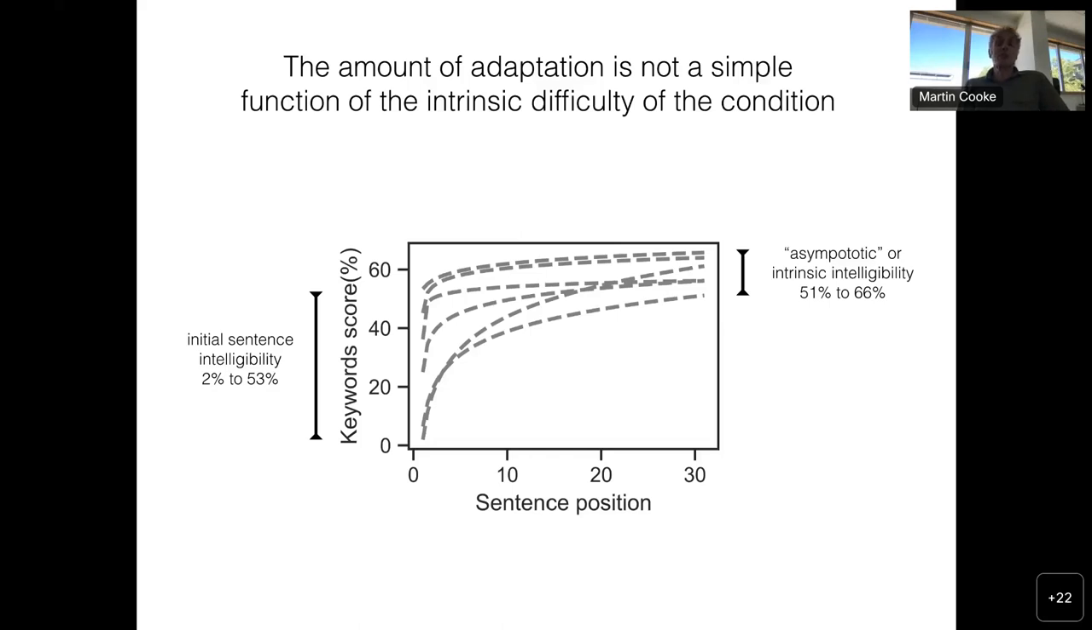We can more or less see what's happening by looking at the end of the block. Some of these were still going up, so this would be tone vocoded and sine wave speech. But you can see it's heading for a similar zone here. So 6 of the 8 forms of speech actually had a very similar asymptotic intelligibility, but the initial sentence intelligibility varied wildly across a great range. So it wasn't really the intrinsic difficulty of the condition that led to the amount of adaptation, but something else.